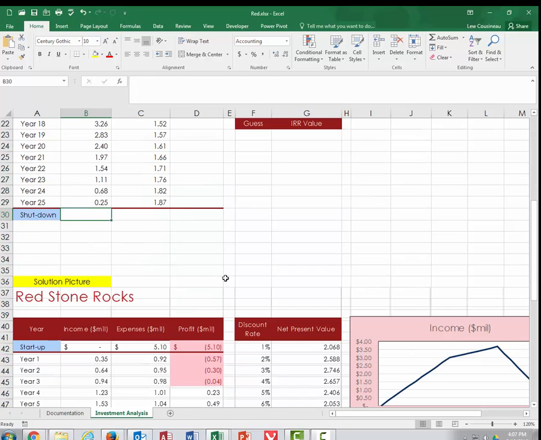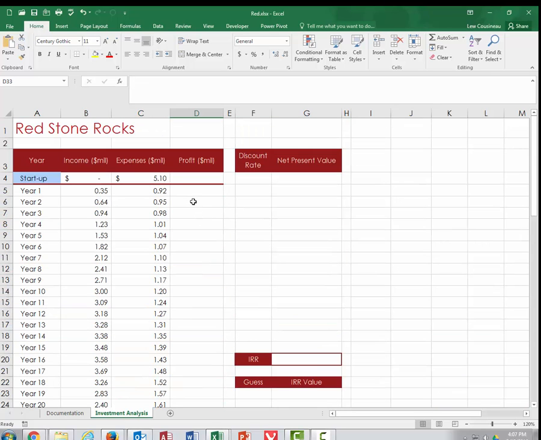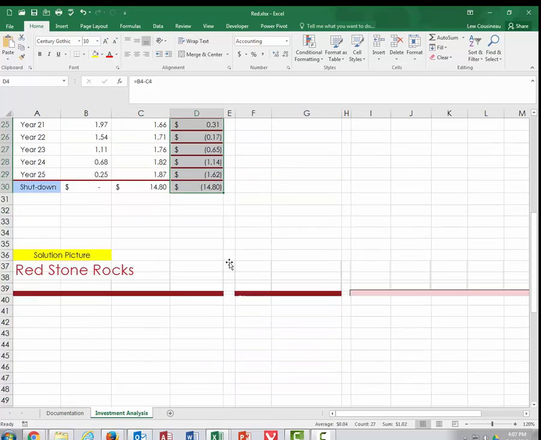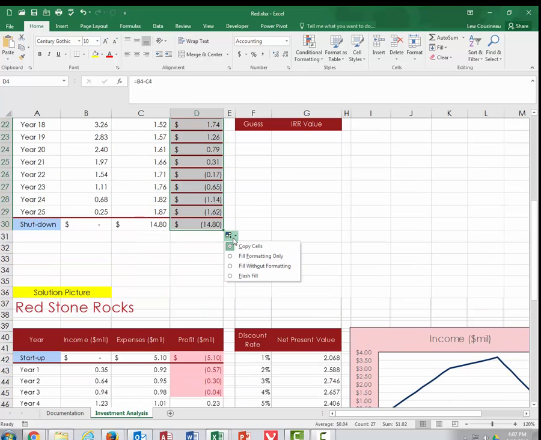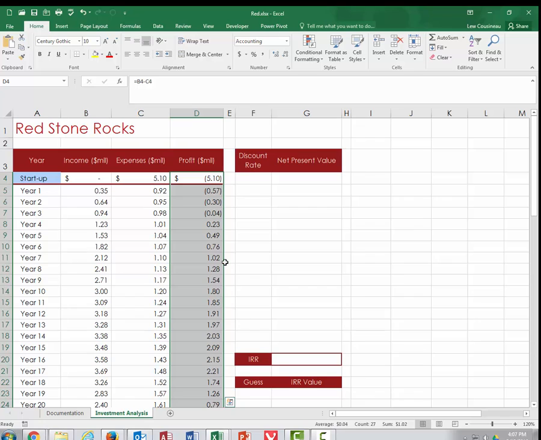Instruction 8, we're just filling out the shutdown phase, which we're expecting to have 0 income at that point and a 14.8 million expense. And now we're just going to calculate the profit for each of these years. So we will just take our income and subtract our expenses, income minus expenses. And we can double click, drag that formula down. I think we want to do that without formatting.